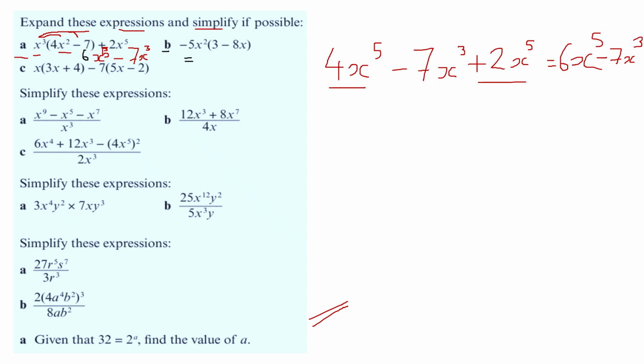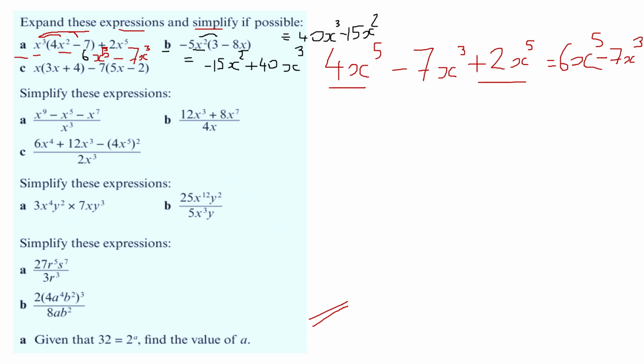Part B, minus 5x squared (3 minus 8x). Minus 5x squared times 3 is minus 15x squared, so minus 15 lots of x squared, and minus 5x squared multiplied by minus 8x. Minus 5 times minus 8 makes plus 40, because the two negatives that multiply together make a positive. I've got x squared times x makes x cubed. So we get minus 15x squared plus 40x cubed, or I can rewrite it as 40x cubed minus 15x squared. Either way would suffice for the examiner.